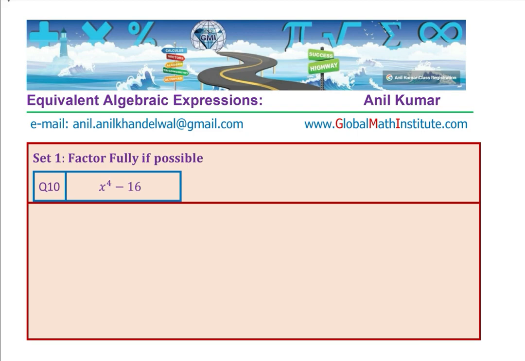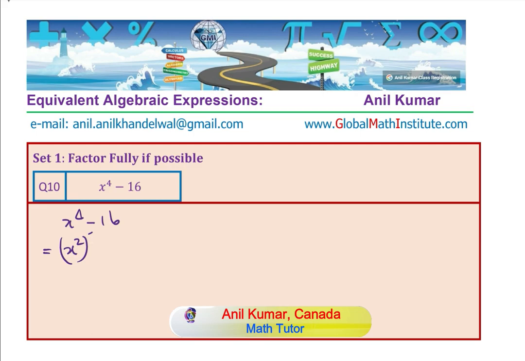Question 10. Now in this question, we have x to the power of 4 minus 16. 16 is 4 squared, right? So you could write this as x squared whole squared, that is power 4, and this you could write as 4 squared. So that means I could now factor with difference of squares. So I could write this as x squared plus 4 times x squared minus 4.